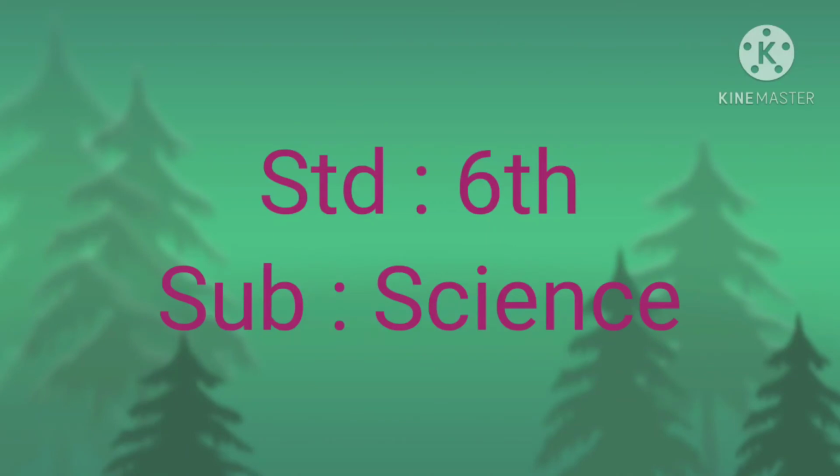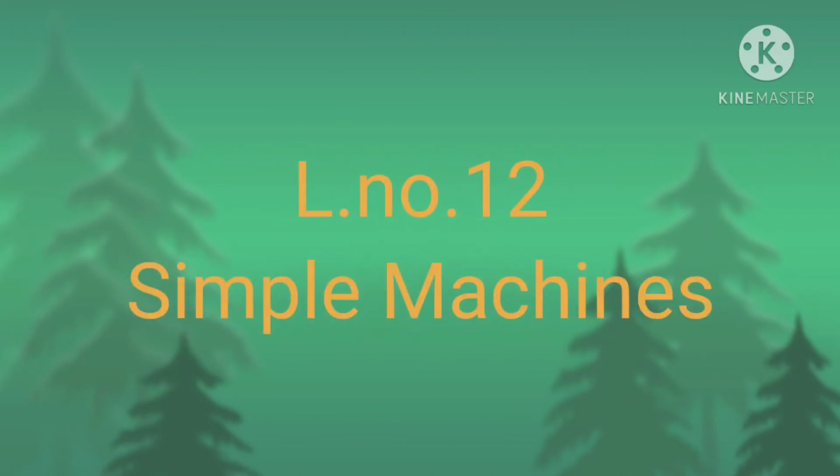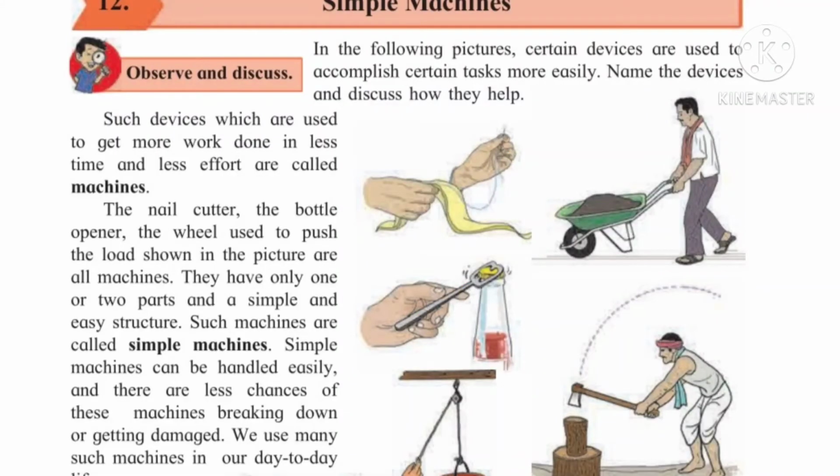Today we are going to see the new lesson, lesson number 12, simple machines. Observe and discuss. In the following picture, certain devices are used to accomplish certain tasks more easily. Name the devices and discuss how they help.